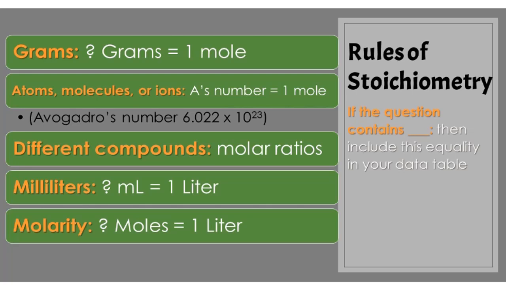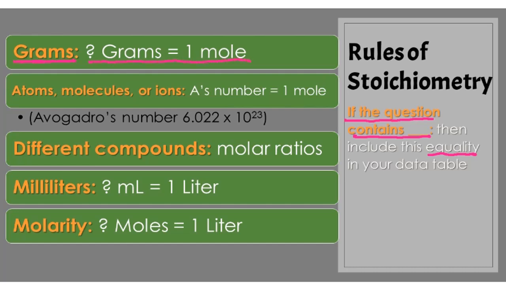So the rules of stoichiometry, the way I have this set up, there's 5 different rules. In the orange, if the question contains this, then what's in the white, you want to have this equality in your data table. You want to include this equality as one of the lines in your data table. So if your question statement is going to include grams, then you want to include in your data table how many grams of that substance equals 1 mole of that substance.